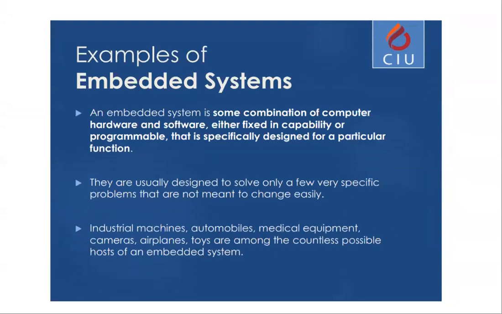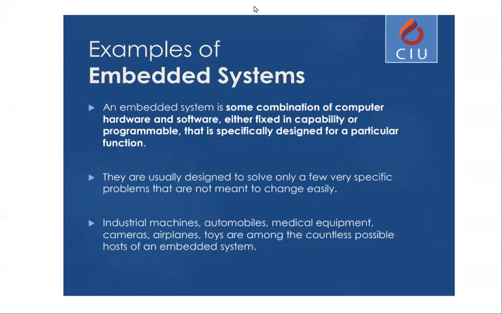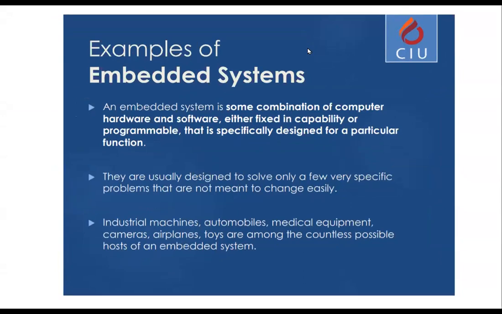Any kind of device that you use, such as a calculator, where the software is implemented specifically on it, is an embedded system. But these are not the limitations. There are, of course, many automobiles, medical equipment, cameras, airplanes, even toys that can be counted as embedded systems. They are usually designed to solve only a few very specific problems that are not meant to change easily. This is why most embedded systems are not frequently updated.